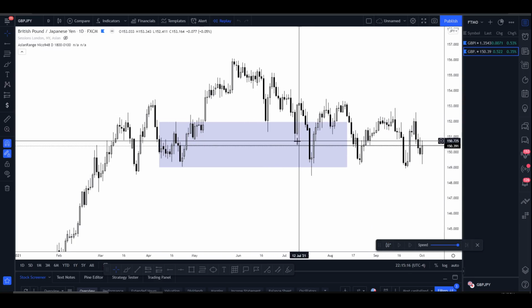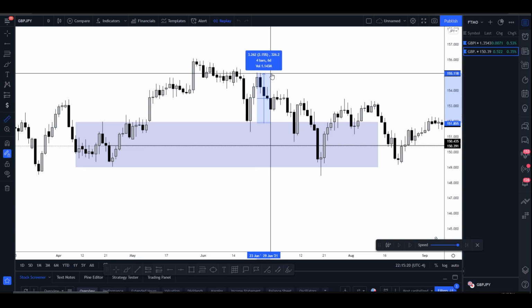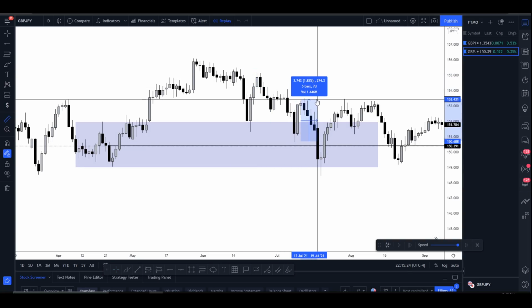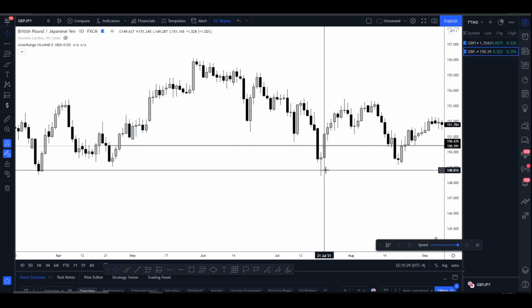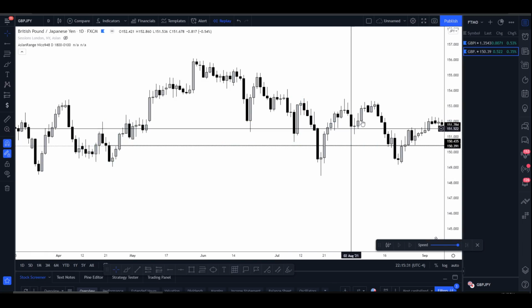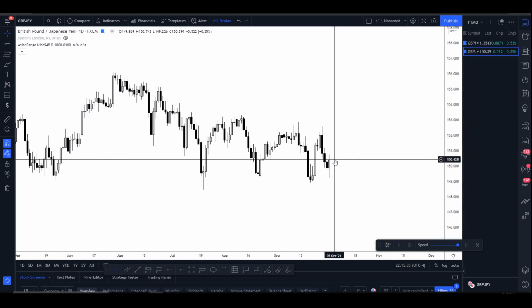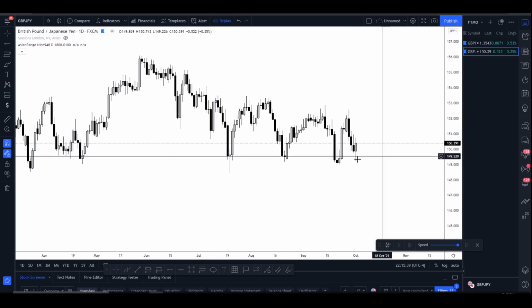So the market did come inside here, as you can see. It tapped inside one time, and it gave you a nice 335 pip move. Tapped inside the second time, gave you another 274 pip move. The third time we broke the demand zone, and then the market ended up taking off. Now, that's going to happen, but that's basically how the market works. So that is supply and demand in a nutshell, and that's how it works.